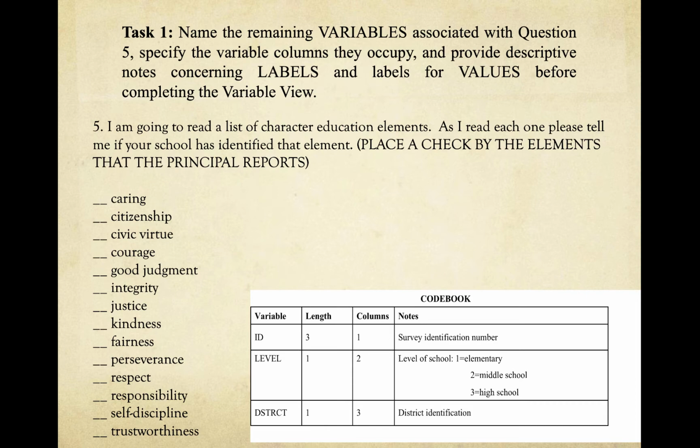So again, one of the things you're going to turn in to me is this table. It could be either a Word document, or it could be in Excel, or it could be a PDF, however you want to do it. But you're going to give me this table that I have already started developing for you, but you're going to add all the items from question 5 in the survey and give me their length, their column number, and some notes concerning what they represent and how they're measured.